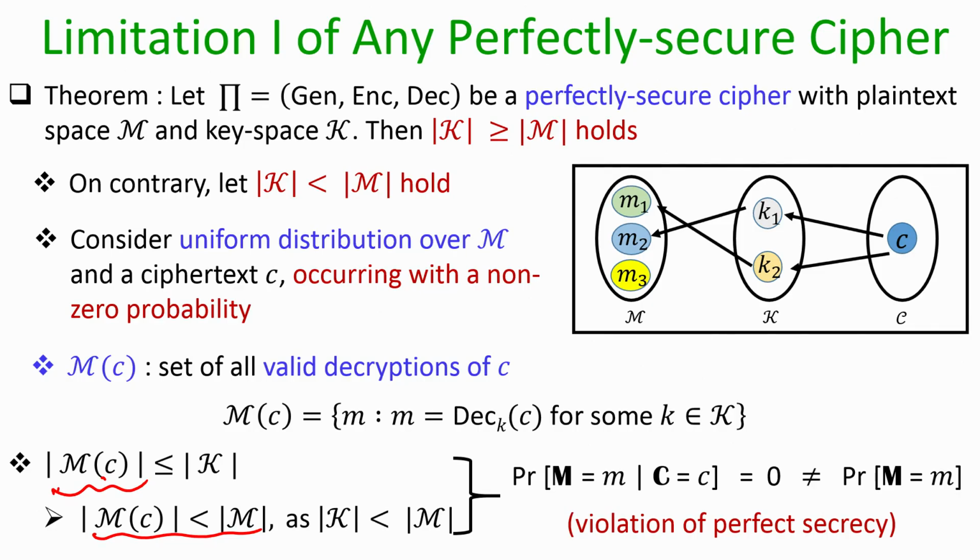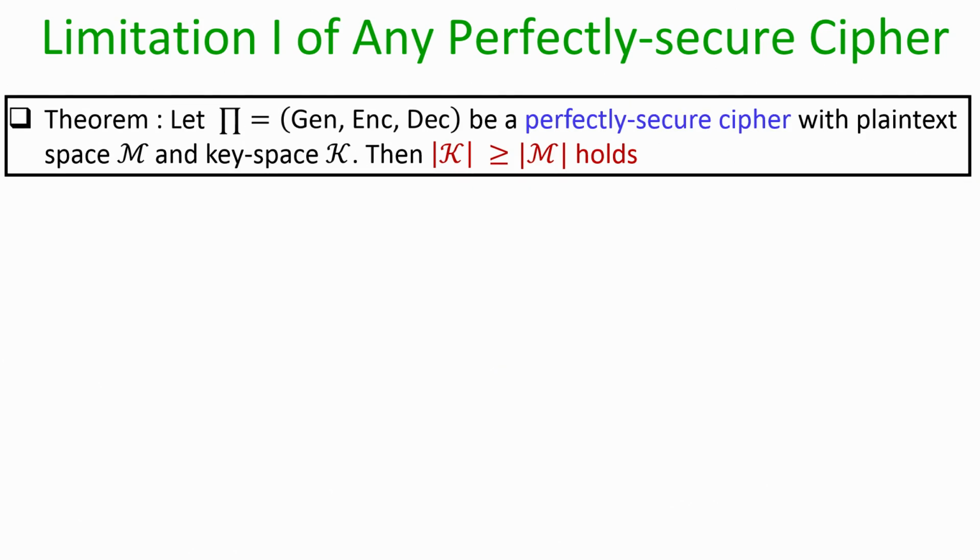Or in other words, if I see the original definition of perfect secrecy, what we have arrived at here is the fact that we have at least one message, little m, where the probability of occurrence of little m is non-zero, but the conditional probability that little m is encrypted in the ciphertext little c is 0. That means these two probabilities are not the same, and hence that is a violation of perfect secrecy. So, we have proved that in any perfectly secure encryption scheme, the key space has to be as large as the message space.